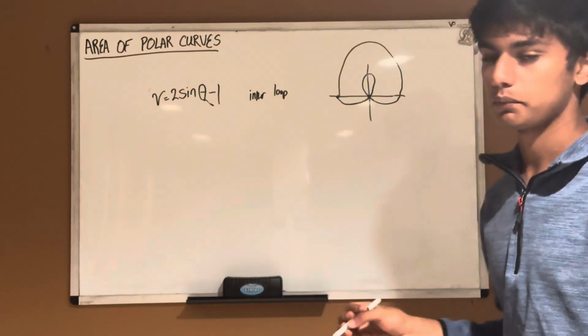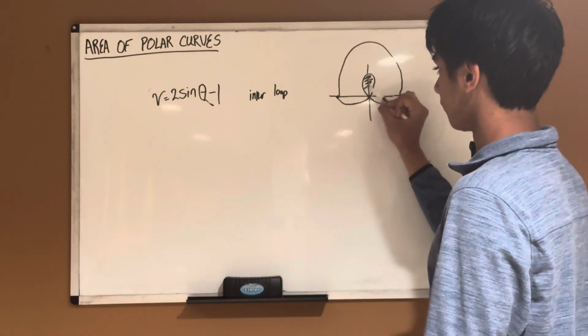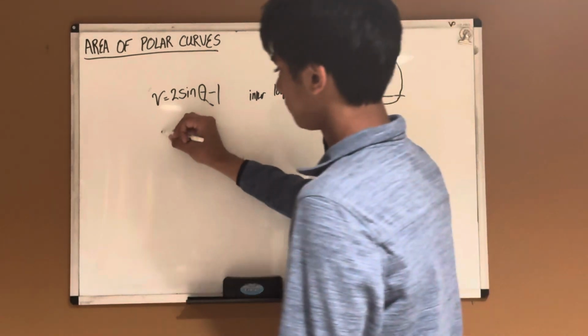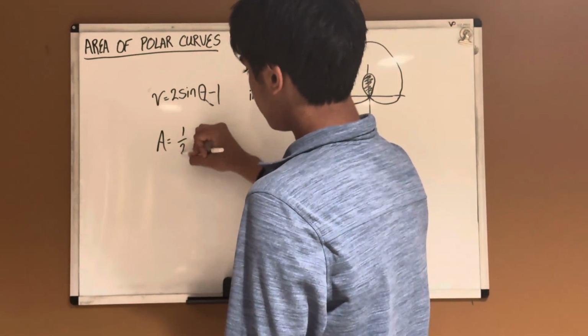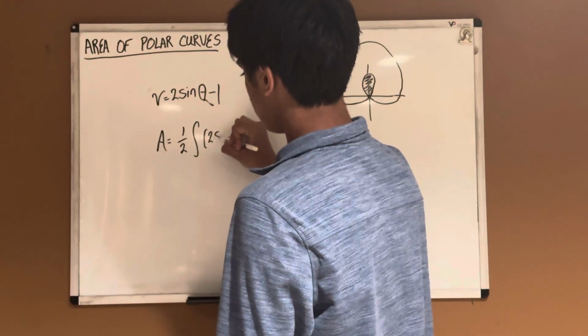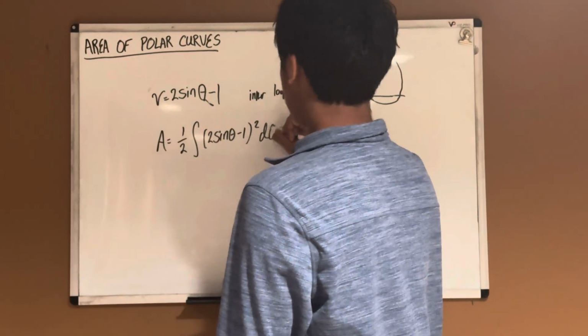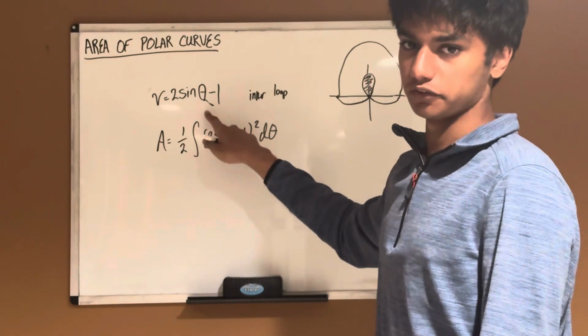So what we want to do is find the area of this inner loop here. To find the area of the inner loop, we know that the formula is A equals 1/2 integral of (2 sine theta minus 1) squared d theta, but we don't know what the bounds for this integral should be.